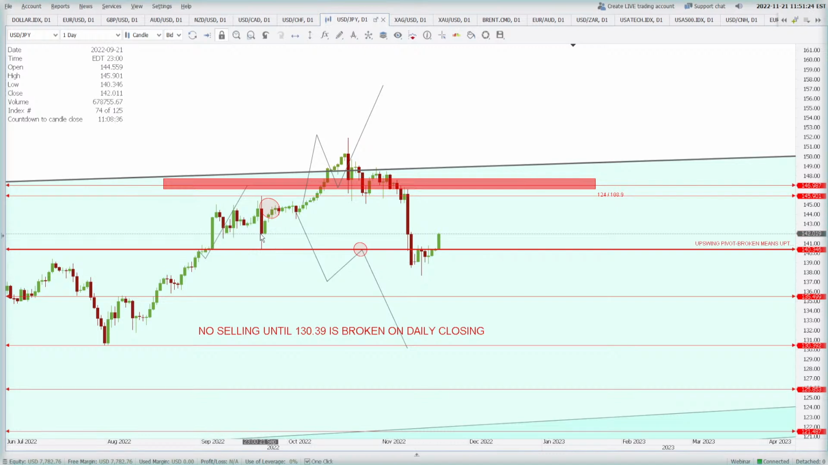These lows here or these body opens and closes may provide some resistance on the intraday, but tomorrow and the day after, if the dollar keeps rising, the price can extend to 145.90. But no buying here because the stop loss is going to be very far. So 145.90 is the resistance. 140.34 is the immediate support for this market.